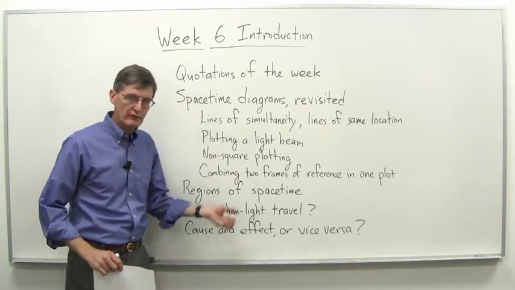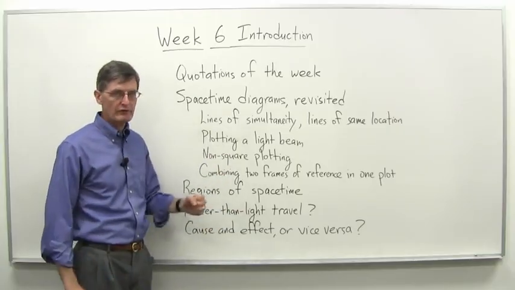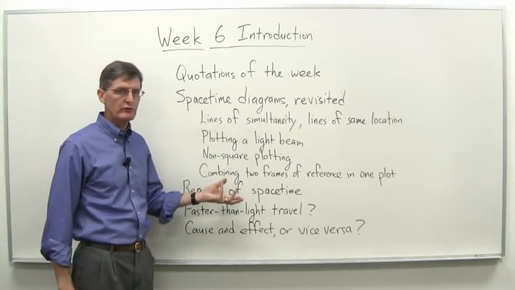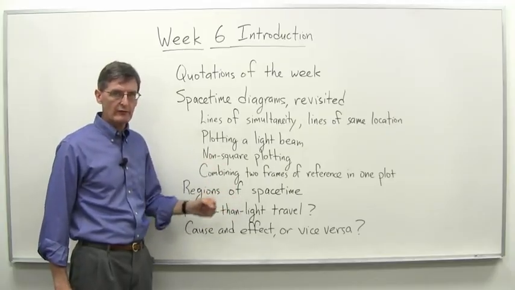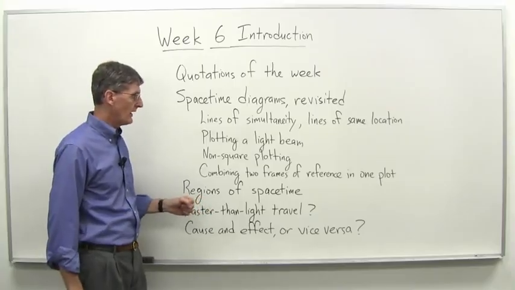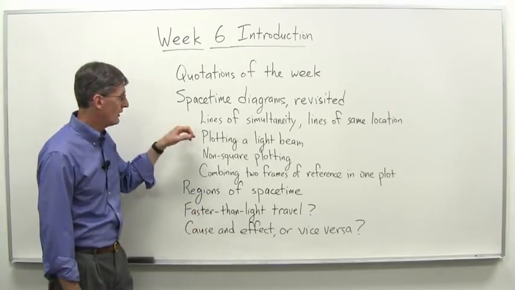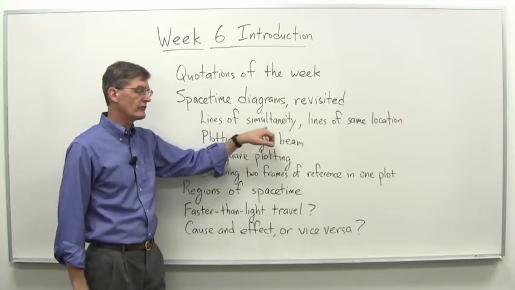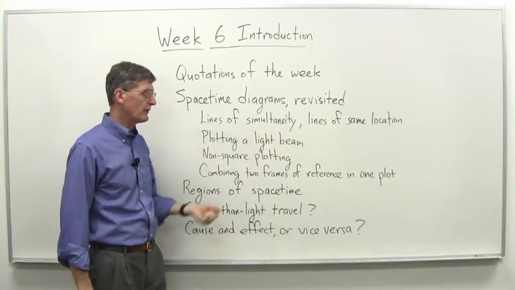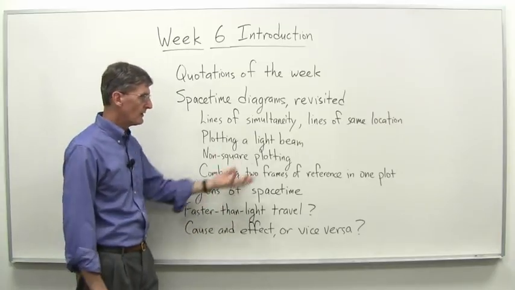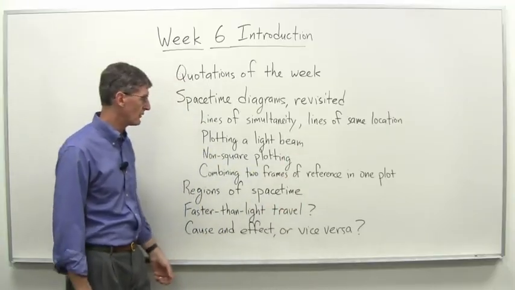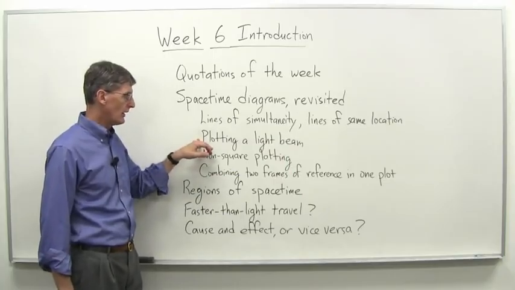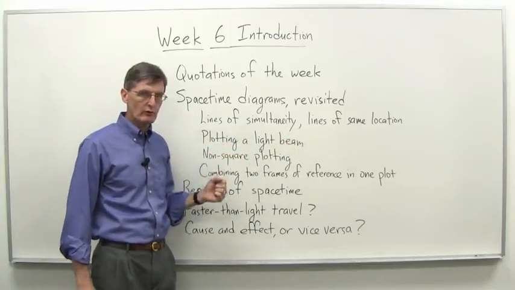But one of the big themes for this week is we're going to go back and revisit space-time diagrams, but in the context of the special theory of relativity, and see how they can be useful for us to visualize some of the key concepts of the special theory of relativity, and do a few more things with them as well. So we'll talk about lines of simultaneity and lines of same location. Lines of simultaneity really being lines on a space-time diagram of same time, and lines of same location being lines of same location. We'll talk about plotting a light beam on a space-time diagram and use special units for c that are useful.